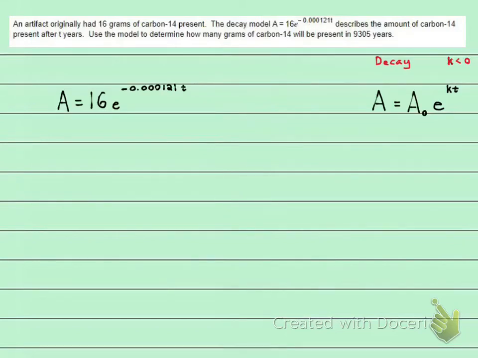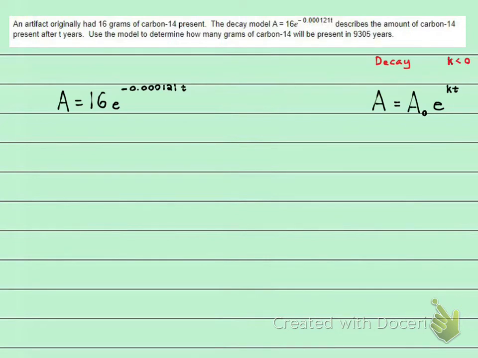Let's look at an example of decay. The question here says that an artifact originally has 16 grams of carbon-14 present, and then they give us this model right here. Notice that the 16 is already included in the model as the initial amount, and we're going to use the model to determine how many grams will be present in 9,305 years. Okay, so we're expecting the amount of carbon to go down. It's decaying. So 9305 that they give us, that is the amount of time.